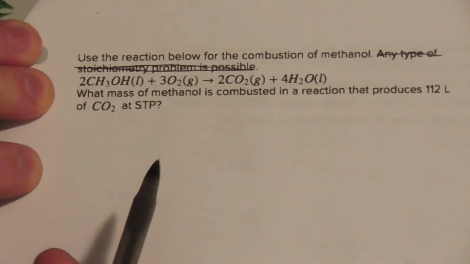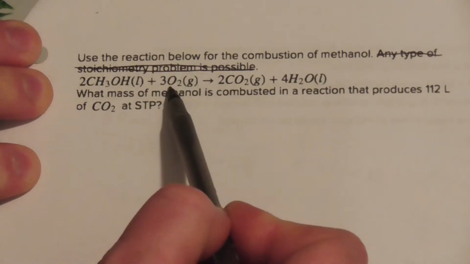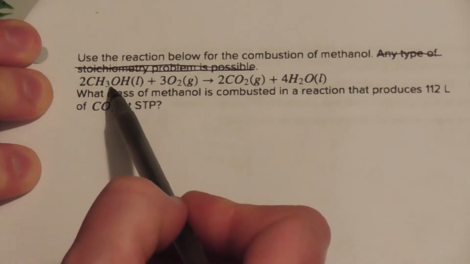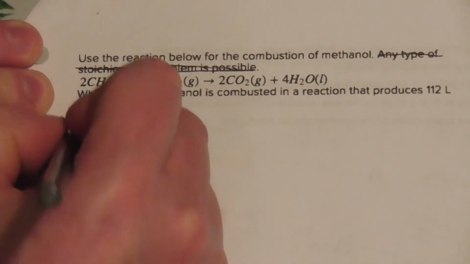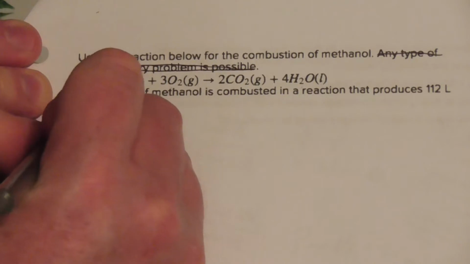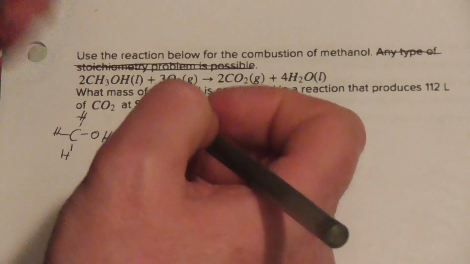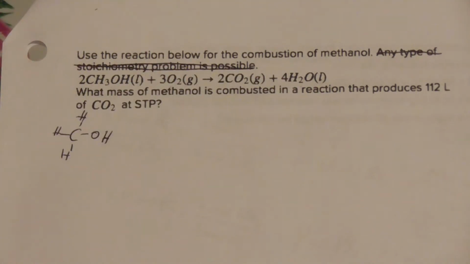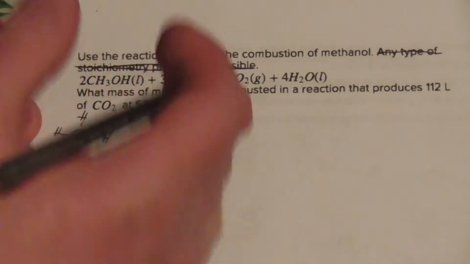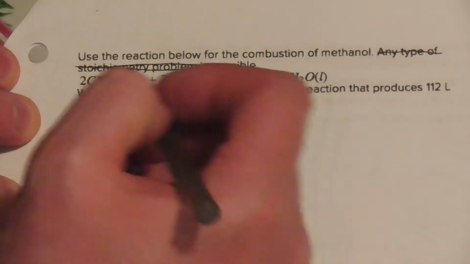Now someone might say, I don't know what methanol is. Well, hopefully you know that is water, that is carbon dioxide, that is oxygen. By process of elimination, that is methanol. Methanol we've talked about before. It's methane, except instead of one of those hydrogens, we now have an OH. It has hydrogen bonding. It burns without a visible flame. Scary stuff. But anyway, what mass of methanol, that's what I want to find, is combusted in a reaction that produces 112 liters of CO2.